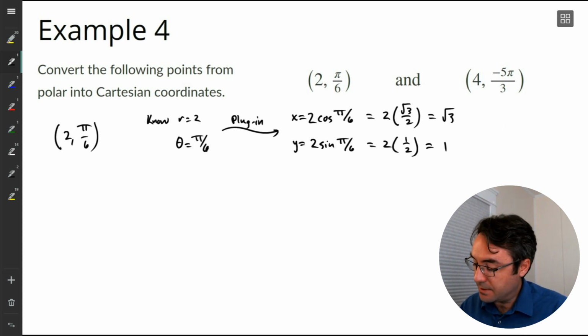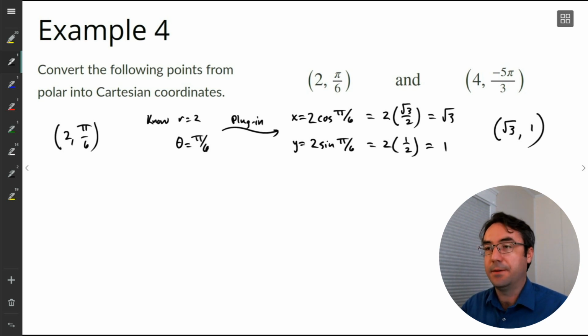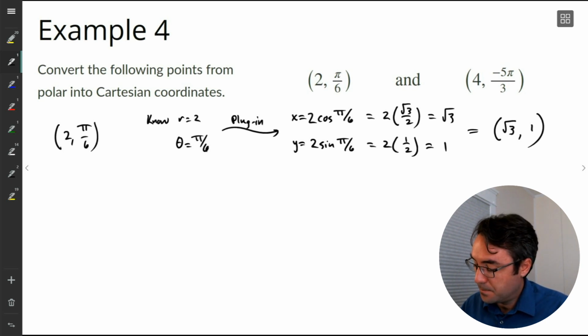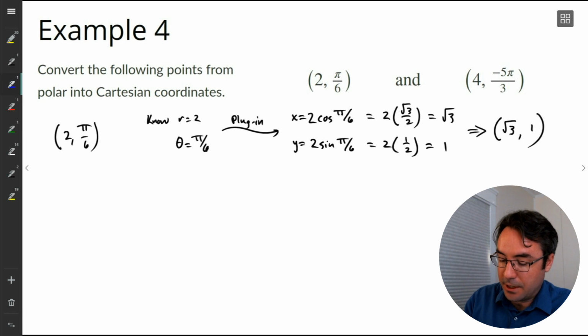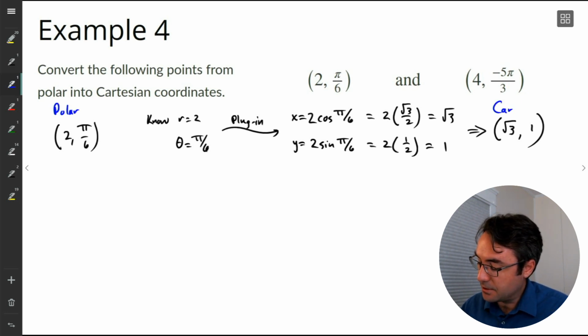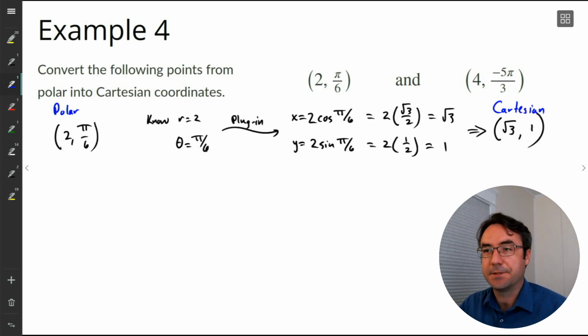And then we just want to write this as a point. So the x coordinate is square root 3, the y coordinate is 1. So here's our polar coordinate representation for the point, and here's our Cartesian. All right, not too bad.